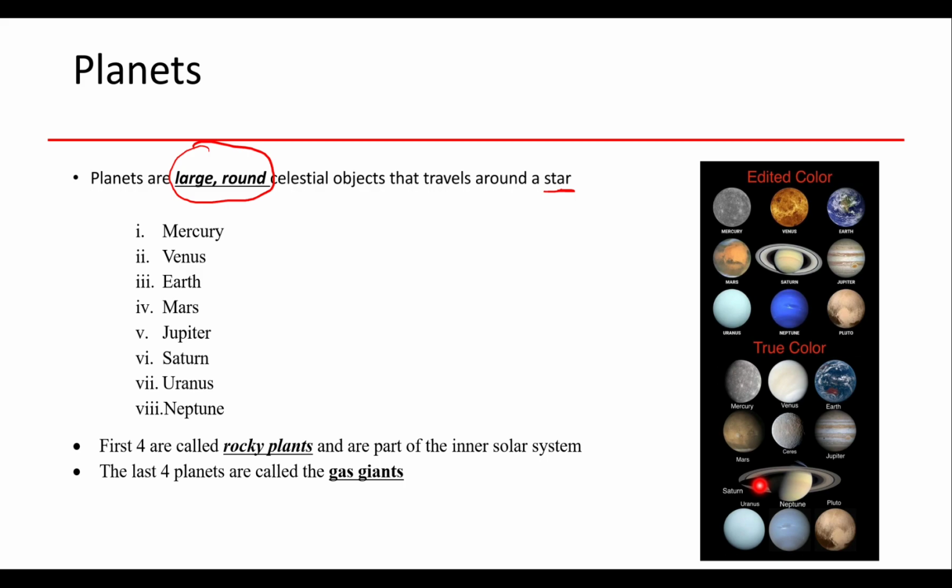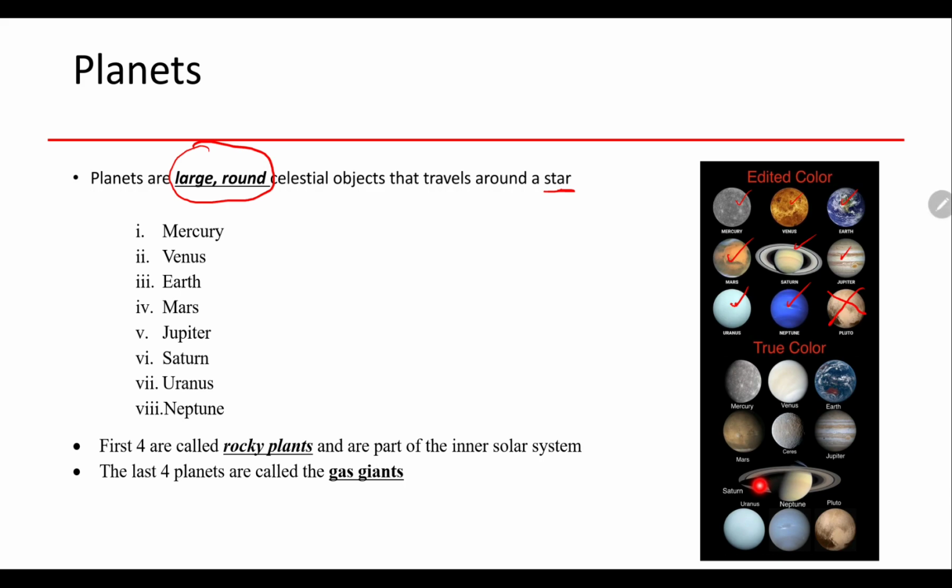We have Mercury, Venus, Earth, Mars, Jupiter, Saturn, Uranus, and Neptune. Now, Pluto is not a planet. Pluto is demoted. Okay? But the rest of them are.